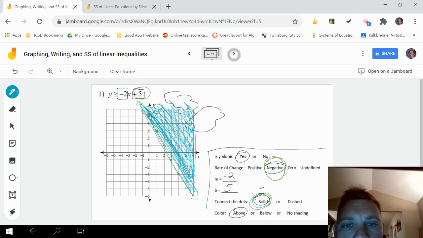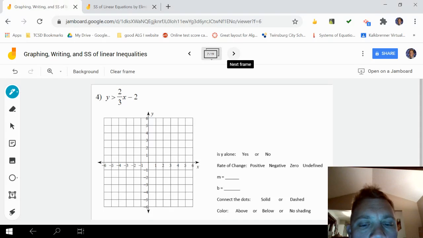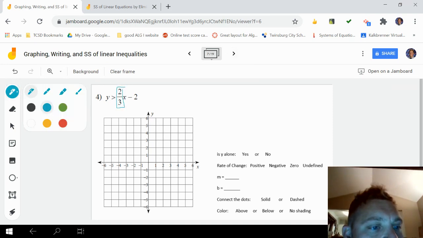All right, moving on. Y is greater than 2/3 x minus 2. So the reason why I picked this one is because you have this fraction, that F word right there, that you guys are afraid of sometimes.